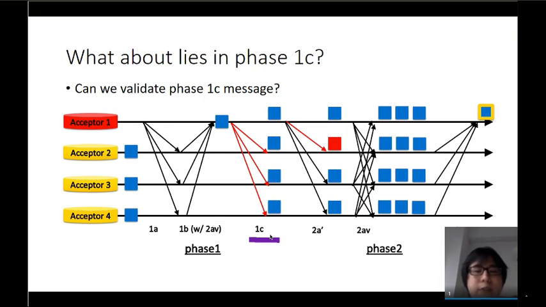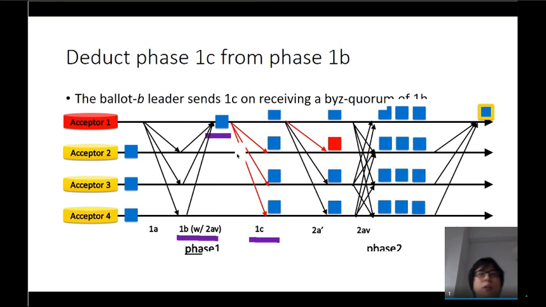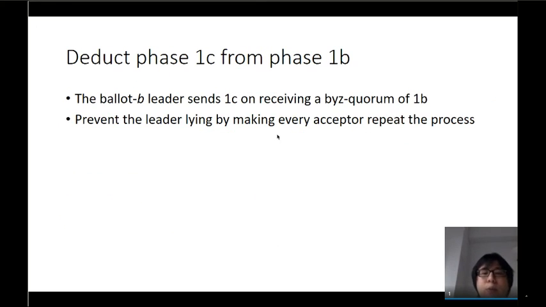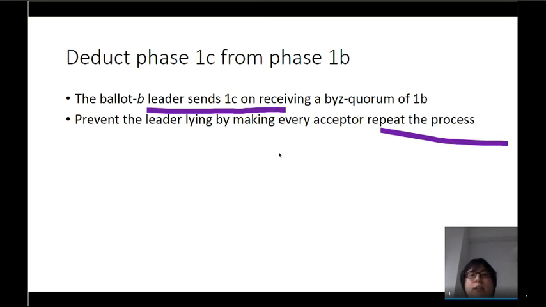The way to tolerate lies in phase 1C is similar to what we did earlier with phase 2A. We see from this figure that acceptor 1 receives a quorum of phase 1B replies, so it can go on with its phase 1C. So if we let every acceptor repeat the process of how the ballot leader sends its phase 1C, then we can prevent the leader from lying about it.